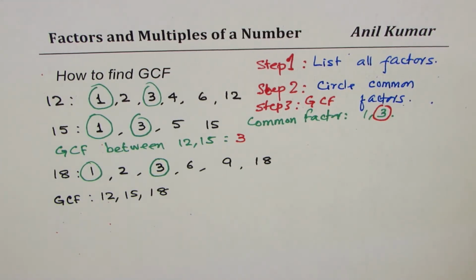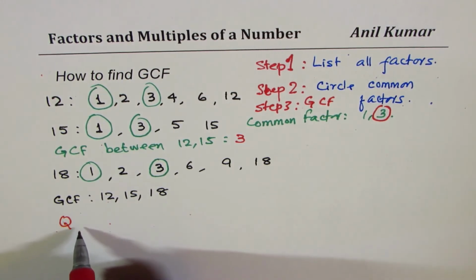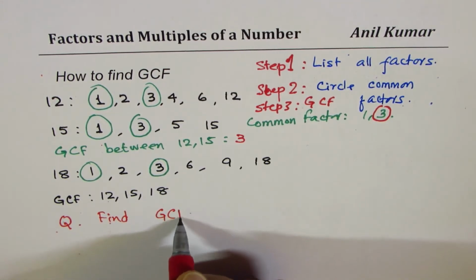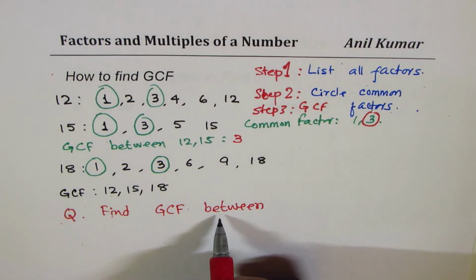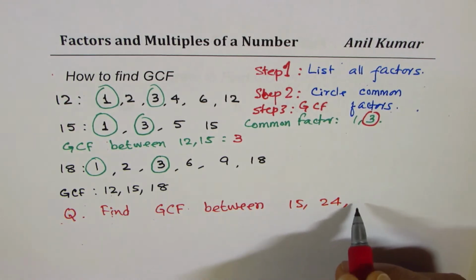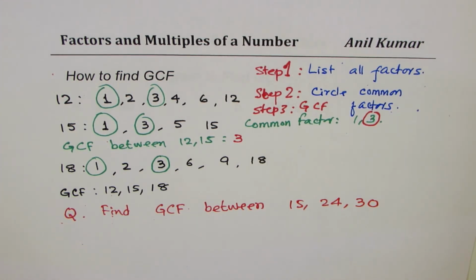Now, as an exercise, what you can do is, let me add a question for you. And the question for you is, find greatest common factor between, let me give you 3 numbers this time, 15, 24 and 30, right? So find greatest common factor between 15, 24 and 30. So I hope that helps. Now we'll move on and take up next example based on Venn diagram.